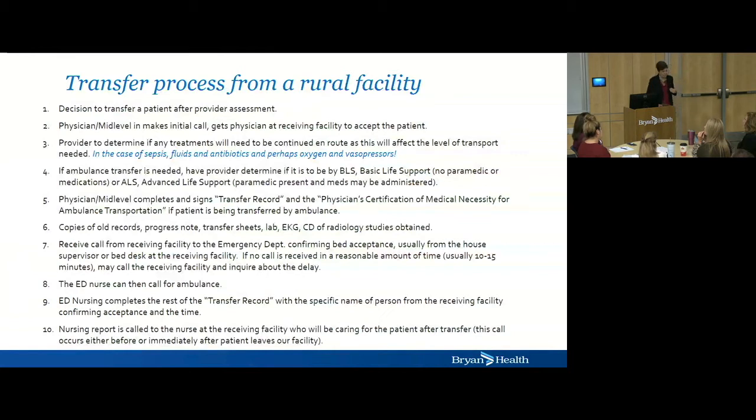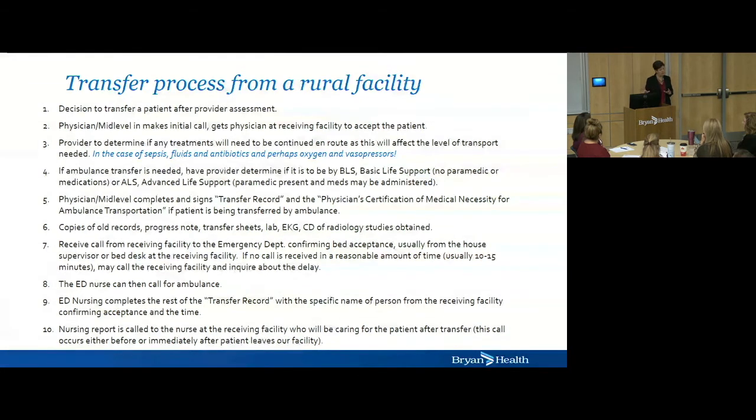And these are sequential steps. It's tough to skip around. And any of you who have been involved in a transfer from a rural facility know what this is like. And I guess I don't need to tell you, it just happens to be what we do in Crete. But it is something to consider when you are doing all of these steps.